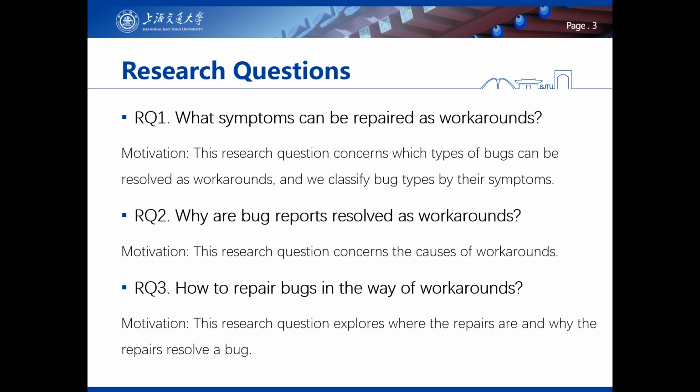Causes of workarounds are different from causes of bugs. In particular, given a bug report, we analyze why programmers have to repair it as a workaround. Question 3. How to repair bugs in the way of workarounds? This research question explores where the repairs are and why the repairs resolve a bug.